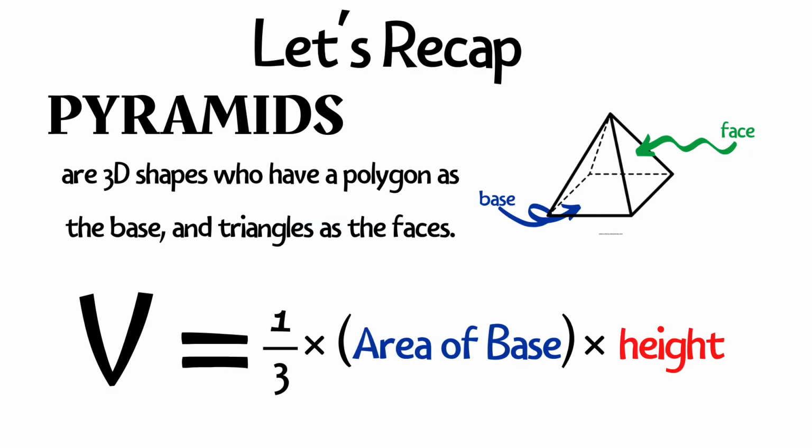Pyramids are 3D shapes that have a polygon as the base and triangles as the faces. And then to find the volume of a pyramid, we do 1/3 times the area of the base times the height of the pyramid. So I hope this has helped you out for pyramids.